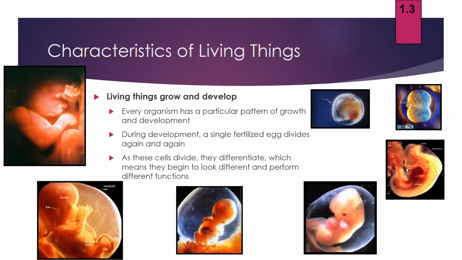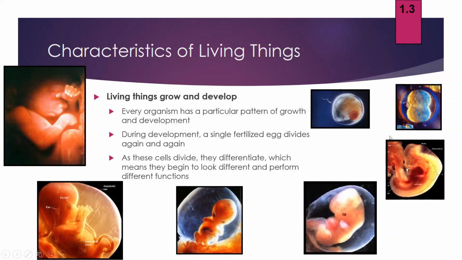The next characteristic of life is that all living things grow and develop. Every living thing, no matter how complex they are as adults, they all start as one cell. If you're an animal, that cell is called a zygote, and it's formed when a sperm fertilizes an egg.